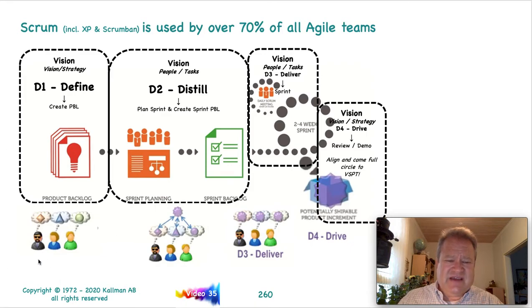So the team gets together, and you got your product owner, and you got some team members here. And the product owner saying, hey, I want this gold diamond.